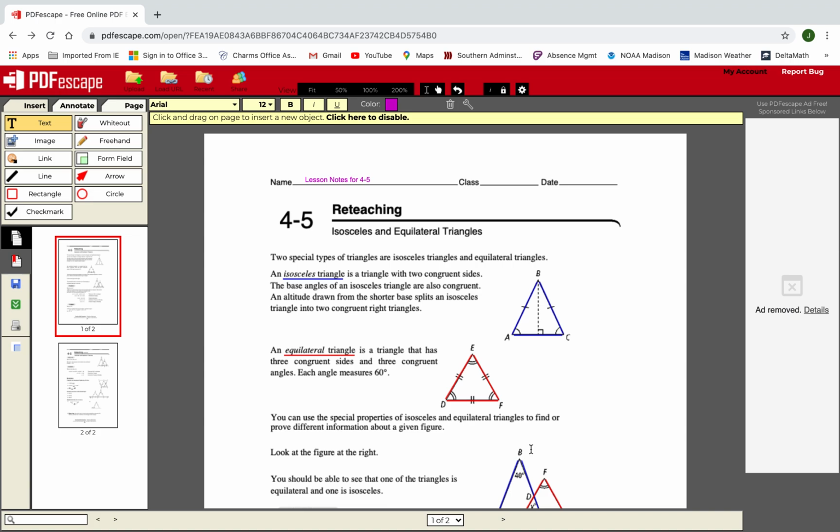Hello and welcome to the lesson notes for 4-5. This section is about isosceles and equilateral triangles.